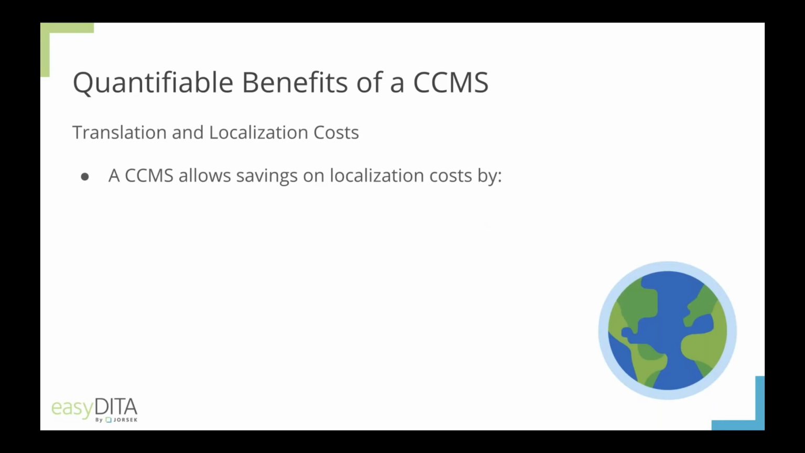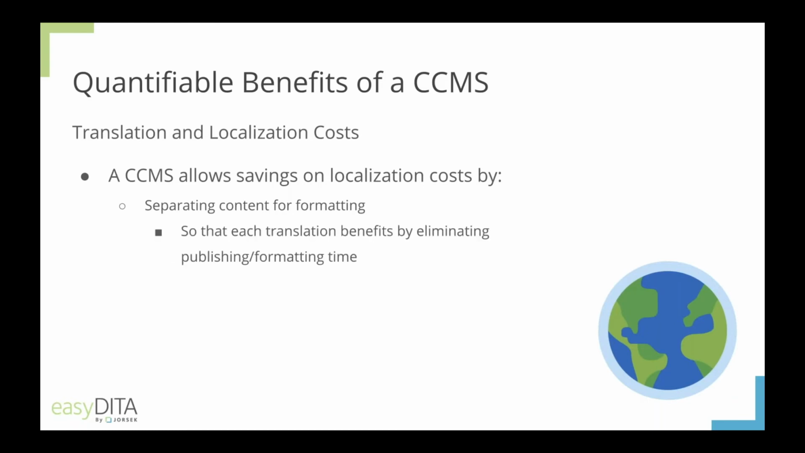Translation and localization costs. So as I mentioned earlier, CCMS allows for savings on localization costs because we separate the content from the formatting, and then each translation, so then you can take those translations and you can use those same transformation processes we just mentioned to generate your localized content. And then the translation memory that's built into a system will reduce localization costs because it allows you to only send out the bits of content that need to be retranslated. You don't have to send out the entire document anymore.